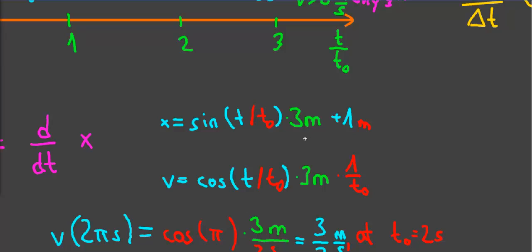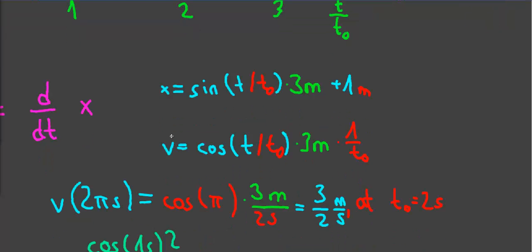That's something you sometimes have to pay attention to in physics, even though you might not want to. If you now calculate the velocity, you get the velocity is cosine of t divided through t0 times 3 meter. That's what you expect. But you also get times 1 divided through t0. That's because of the chain rule. We have to take the inner derivative of t divided through t0 and write it right here.